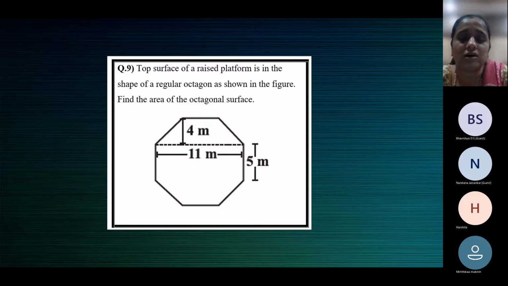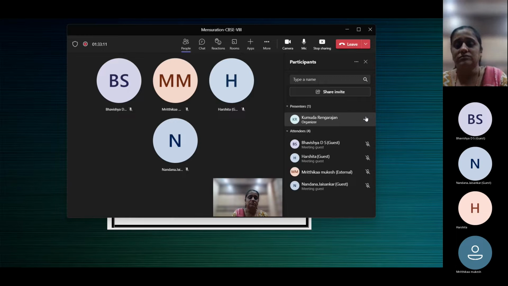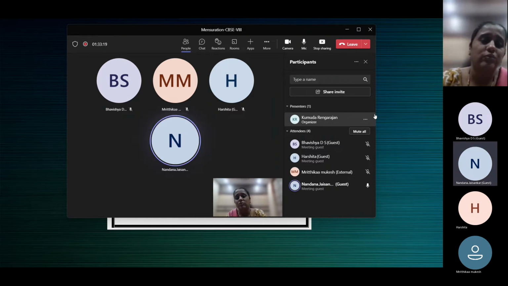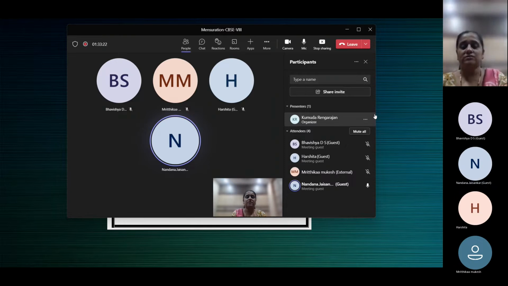Now tell me the two figures I mentioned. Name the quadrilateral which is a regular quadrilateral. We did talk about this in the last class. Name a quadrilateral which is a regular quadrilateral. Yeah, Bhavishya, Harshita, Ritika, Nandana. Name the quadrilateral which is a regular quadrilateral.